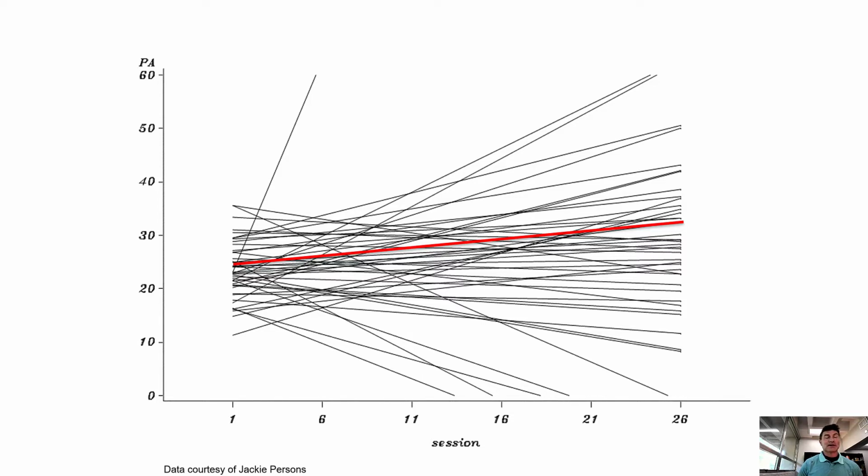We can look at predictors: what predicts people having slopes that are highly positive? Maybe it's a personality factor, maybe it's alliance with the therapist, there's all kinds of things that could predict that. And then what predicts people who are not doing so well? Again, the same things could be the predictors. It might be something different. Maybe it's another variable, maybe it's neuroticism or anxiety or something that causes them to be less happy.